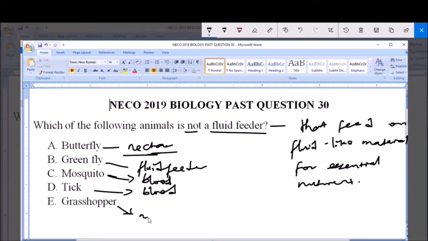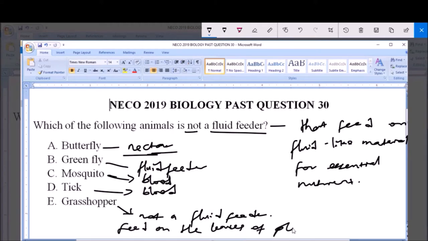Grasshopper is not a fluid feeder because grasshopper feeds on the leaves of plants. It feeds on the leaves of plants, so it is not a fluid feeder. Therefore, the answer to this question is actually option E, grasshopper. Grasshopper is not a fluid feeder.